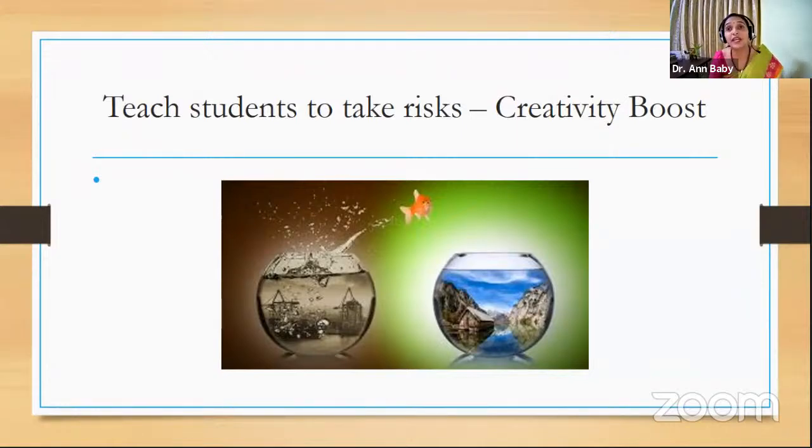Okay, you should also be ready to take a risk. When there is a change of the syllabus, we should adapt ourselves to the change. Only if we are ready to take a risk and adapt ourselves, we can teach our students to take a risk. If you are always comfortable with your 20-year-old notes, which you still take to your class, you can never teach your student to take a risk.